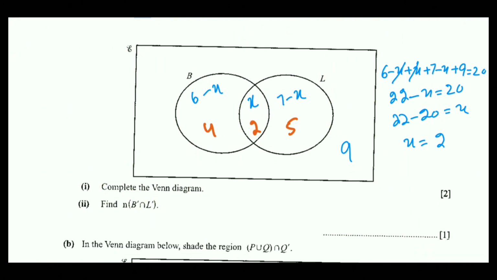Find the number of B complement intersection L complement. You can do it by yourself. Find B complement, then L complement, then write the intersected value. So that will be your n. B complement means not B. So 5 and 9. Intersection L complement means not L. 4 and 9. So the intersected part is 9.